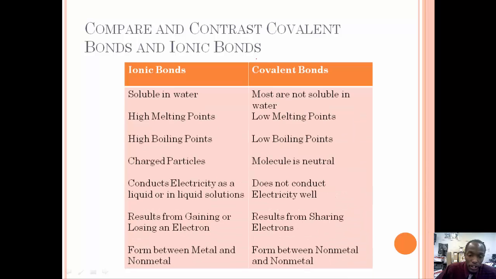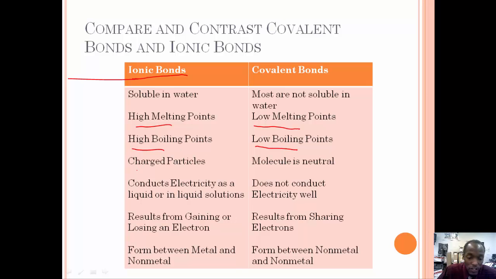So let's compare and contrast covalent versus ionic. In ionic bonds, and please be careful where you write this information, double check your paper, they're soluble in water, while covalent bonds are not soluble in water. In ionic bonds, they have high melting points. Covalent bonds, low melting points. In ionic bonds, they have high boiling points. Covalent bonds, low boiling points.